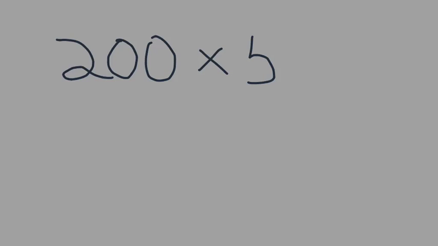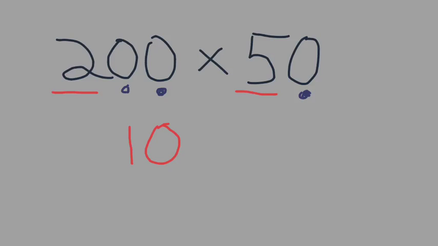Here's another example. Let's multiply the number 200 times 50. We're going to begin by underlining the non-zero digits in our factors. Then we're going to multiply them. So 5 times 2 equals 10. Our next step is to count up all of the zeros in our factors. I have 1, 2, 3 additional zeros that need to be included in my answer. So I'm going to add them on. So 200 times 50 equals 10,000.